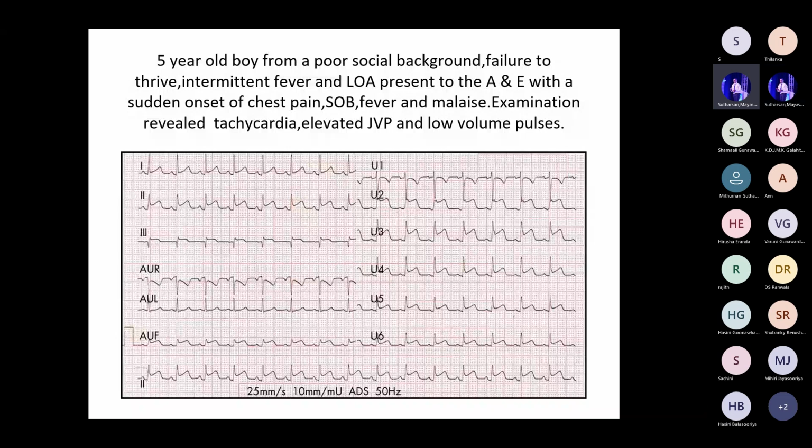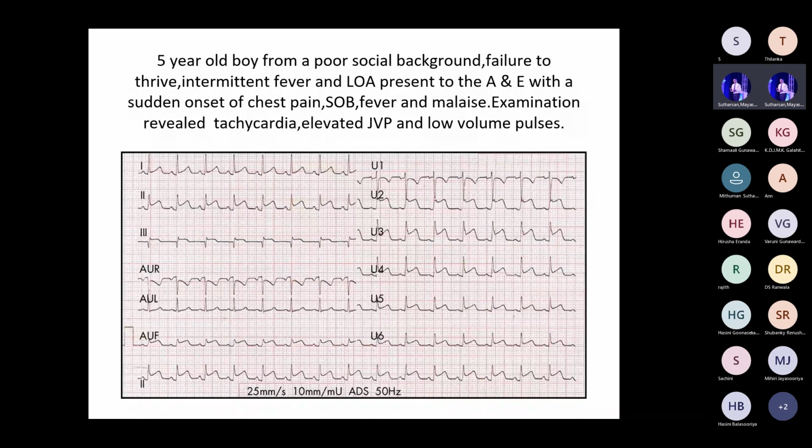Actually, there are diffuse ST elevations in almost all the leads except a few. Almost all the leads, ST elevations are there, right? As you can see, even V2, V3, V4, even lead 2, aVF. So everywhere, diffuse ST segment elevations. So what is that? With the other history, a 5-year-old, poor socioeconomic background, fever and chest pain, tachycardia, elevated JVP, low volume pulses, this is pericardial effusion with cardiac tamponade.